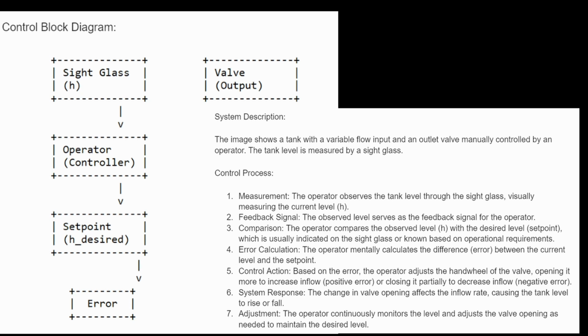3. Comparison. The operator compares the observed level, H, with the desired level, the set point, which is usually indicated on the sight glass or known based on operational requirements. 4. Error calculation. The operator mentally calculates the difference, the error, between the current level and the set point. 5. Control action. Based on the error, the operator adjusts the hand wheel of the valve, opening it more to increase inflow, positive error, or closing it partially to decrease inflow, negative error.